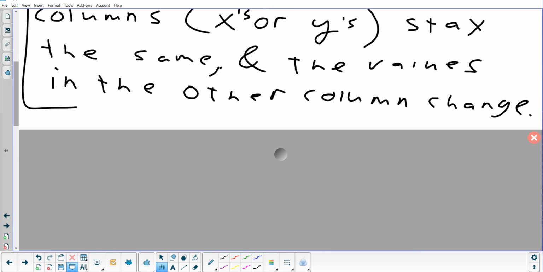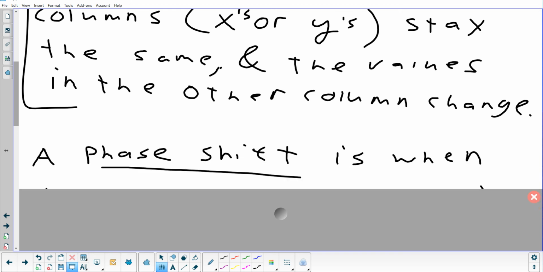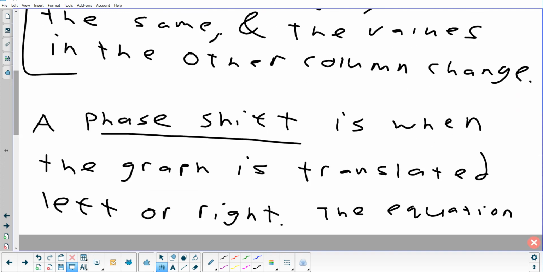So that pretty much covers, I would say, all the background stuff about sine and cosine. From this point forward, what we're going to do is look at one transformation at a time. And the first one we're going to look at is called a phase shift. A simpler term for that would be a horizontal shift. So this is the only type of transformation we're going to do today: take a graph, move it left, move it right.